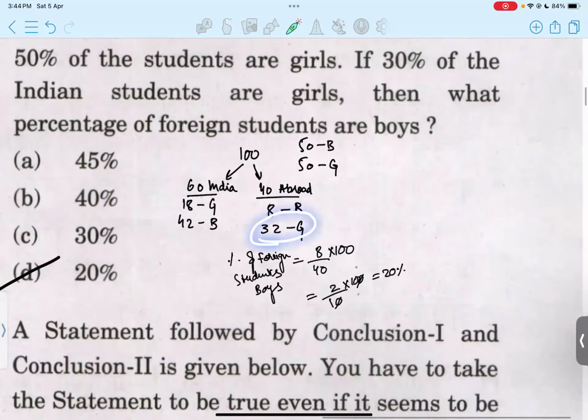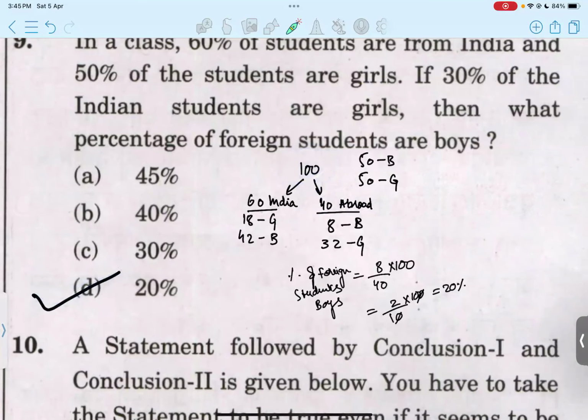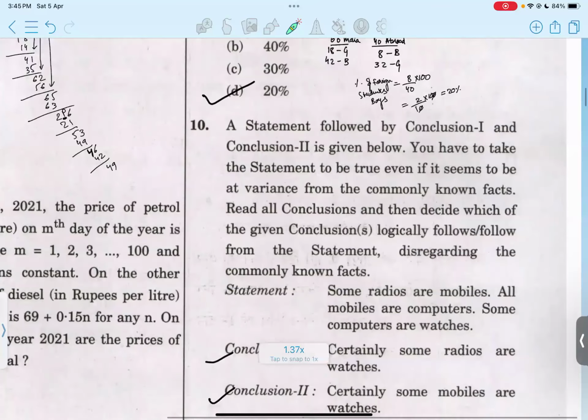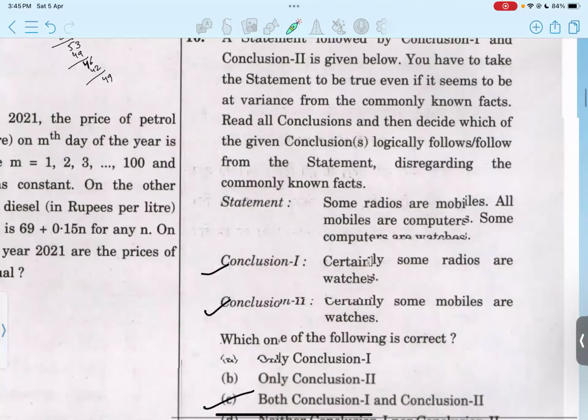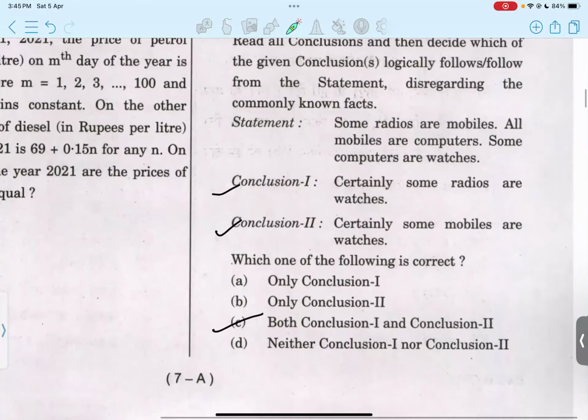So you can then calculate the percentage of foreign students who are boys. It means 8 divided by the total of 40, and not 100, will be taken. So we'll get 20%. Option D. Yes. And question number 10, we're given statements and conclusions. So here I believe it should be that both the conclusions are correct. Option D. None is correct. Yes, Mansi.